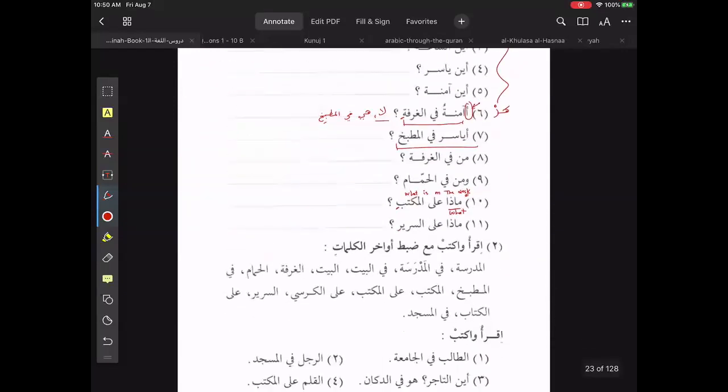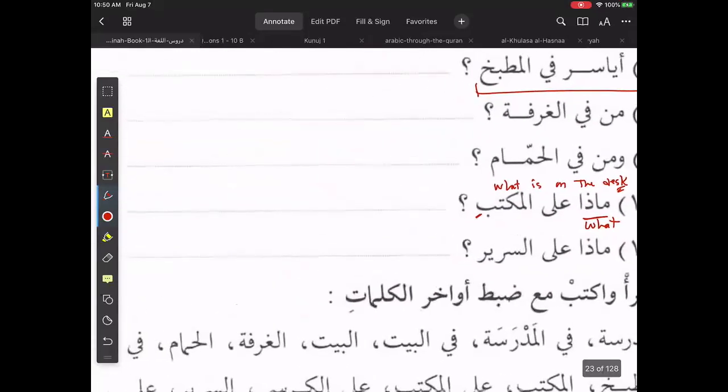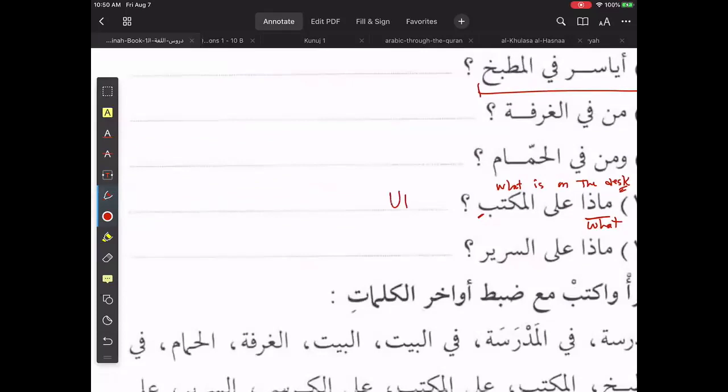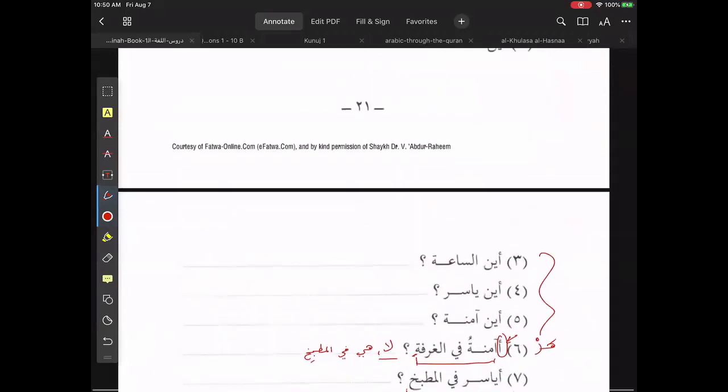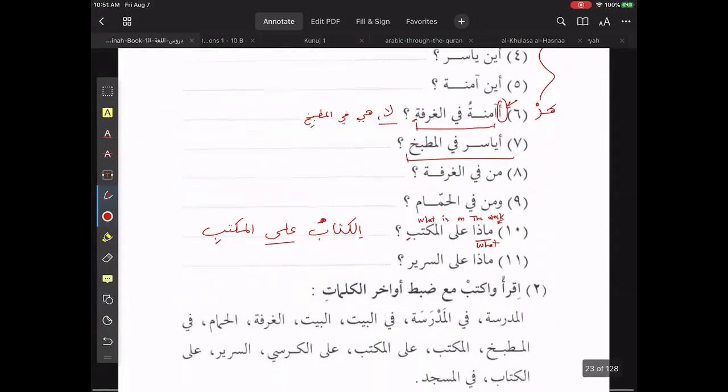So how would you answer this one? ماذا على المكتب? You'll say الكتاب على المكتب. See here you say al-kitabu because of the alif lam and this is the subject, but here you say al-maktabi because of ala. This one, I don't know if it's going to be a little hard for you guys. In the beginning, I thought it would be super easy, but it depends.